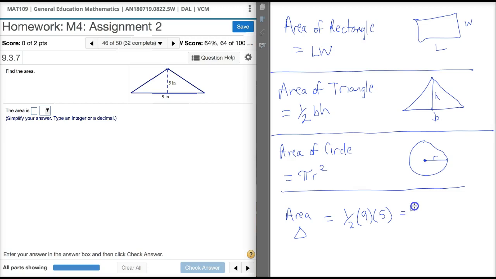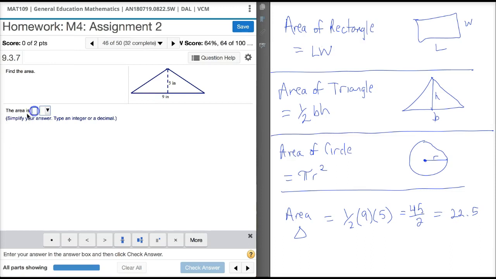And that ends up being 45 divided by 2, because 9 times 5 is 45. And if we do half of 45, that's going to be 22.5. And again, we're in inches here. If you have inch times inch, then the resulting units will be inch squared, or sometimes we call it square inches.